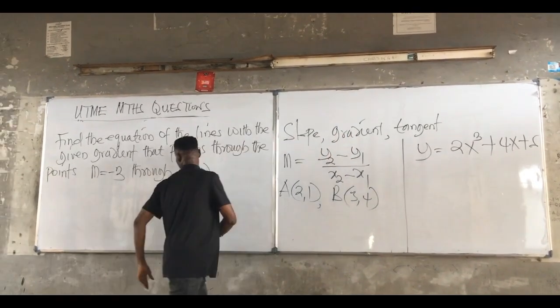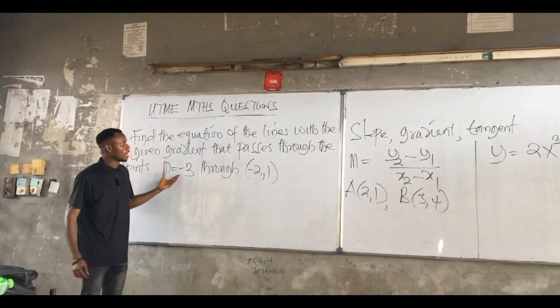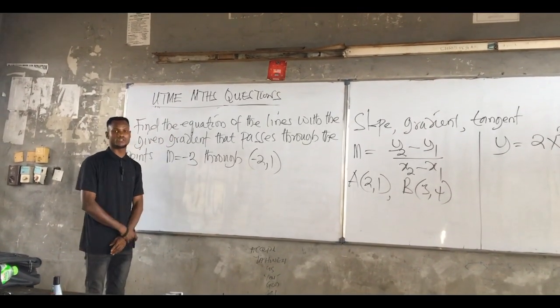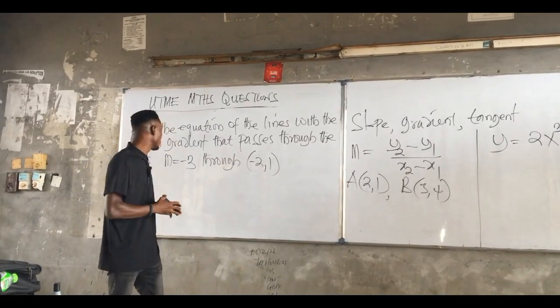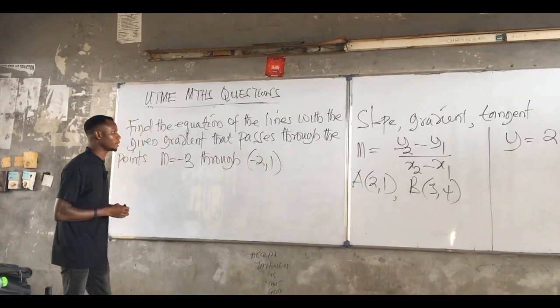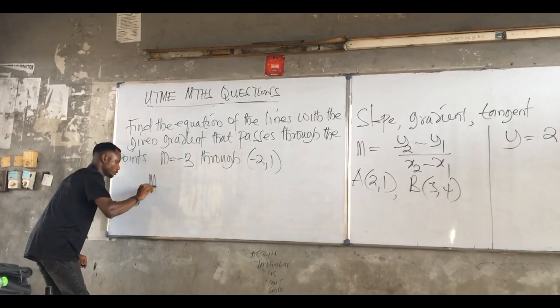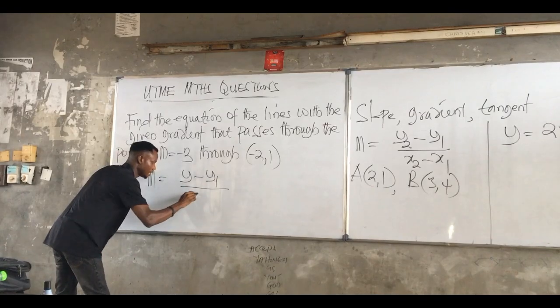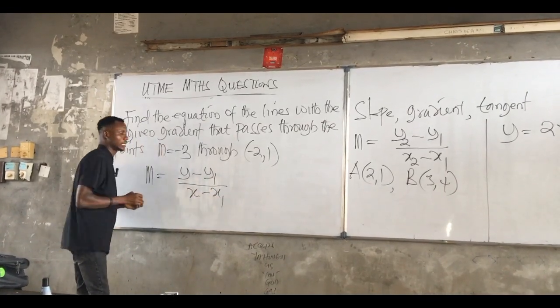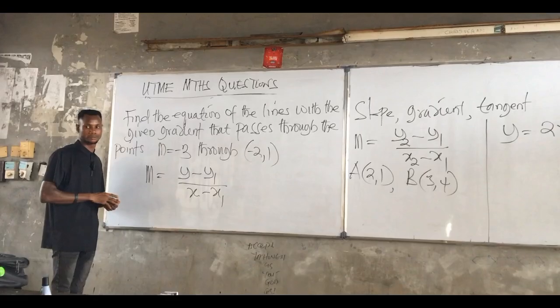But in this question here, the slope is already given to us, and we are asked to find the equation of the straight line. Now, how do we find the equation of a straight line when the slope is already given to us? This is the formula to use: slope is equal to y minus y1 over x minus x1. Please write it down before we solve this question.